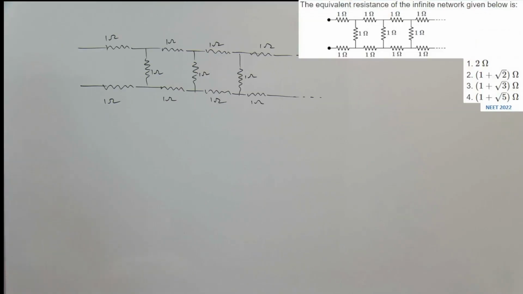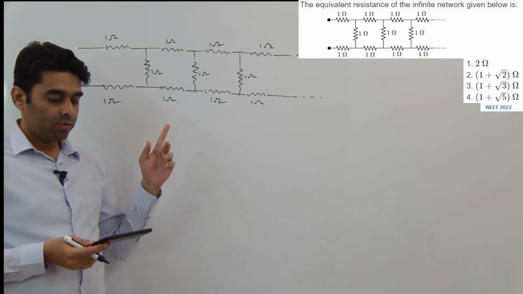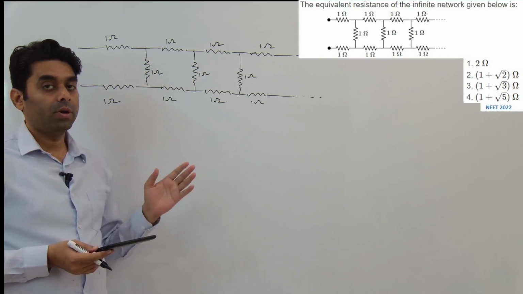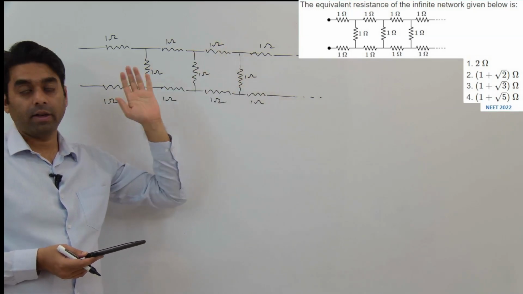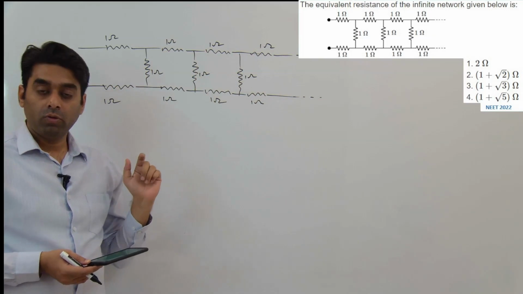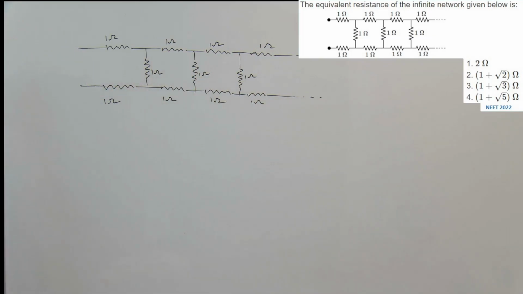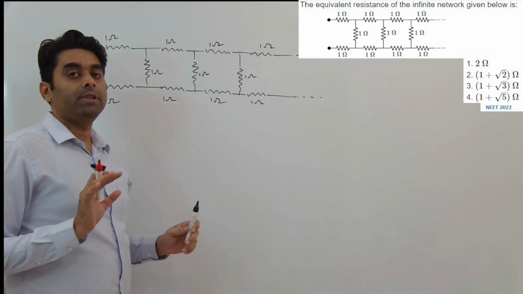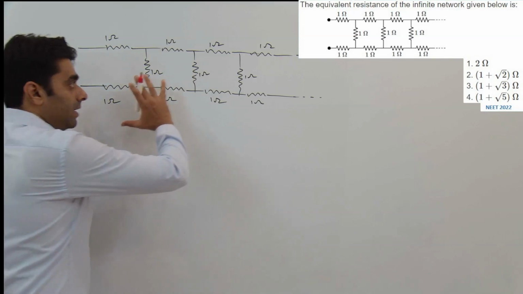Our next question is, the equivalent resistance of the infinite network given below is, that means this is over here the circuit, as you can see it. I have also drawn it on my board. So good question. See over here carefully. The equivalent resistance for an infinite ladder. How to deal with these infinite ladder questions? So what happens is, it's an infinite ladder.